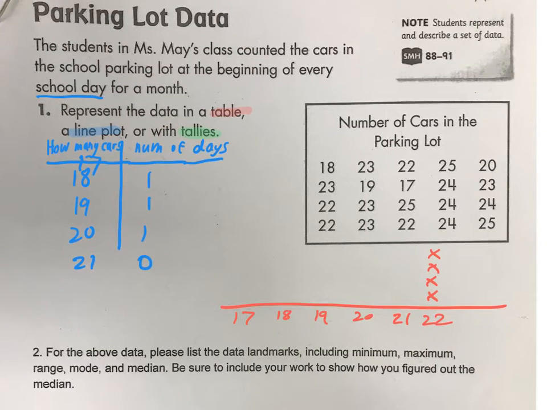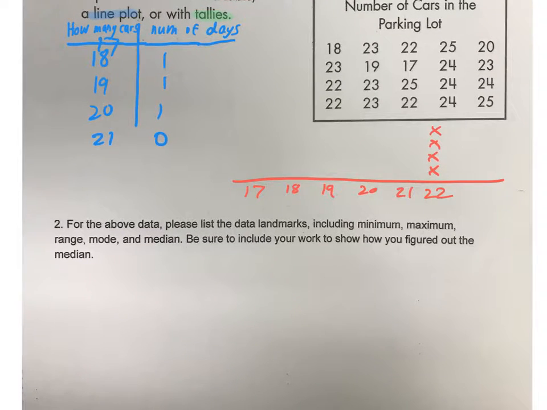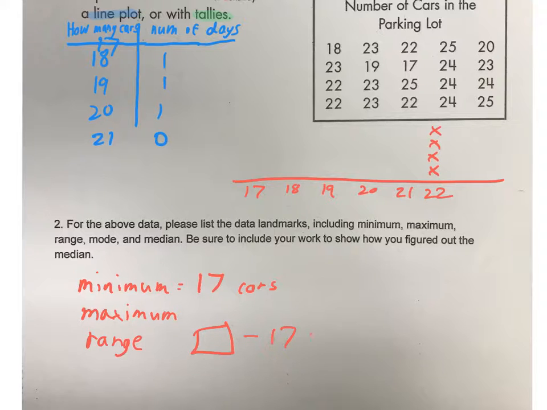And then when this is all done, and again, I'm not going to finish this because you can do this on your own, we're looking at all of the data landmarks for this. So then you'll just list them out. For example, the minimum we figured out was 17 cars. And the maximum is going to be the highest number of cars. And then for the range, it's going to be whatever minus 17, your range is going to be that many cars.